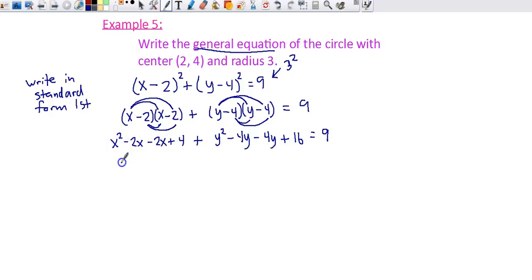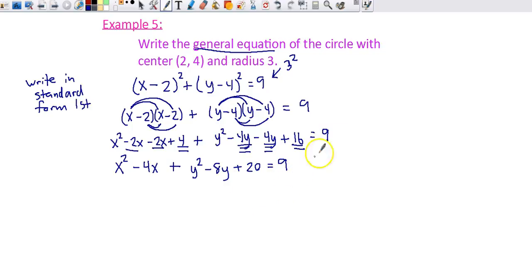Combining all the like terms, you're going to get x squared minus 4x. The 4 and the 16 will add to 20. I'm going to save that for the end. This is going to be y squared minus 8y. Like I said, these 4 and 16 add to 20. Don't forget the equals 9.